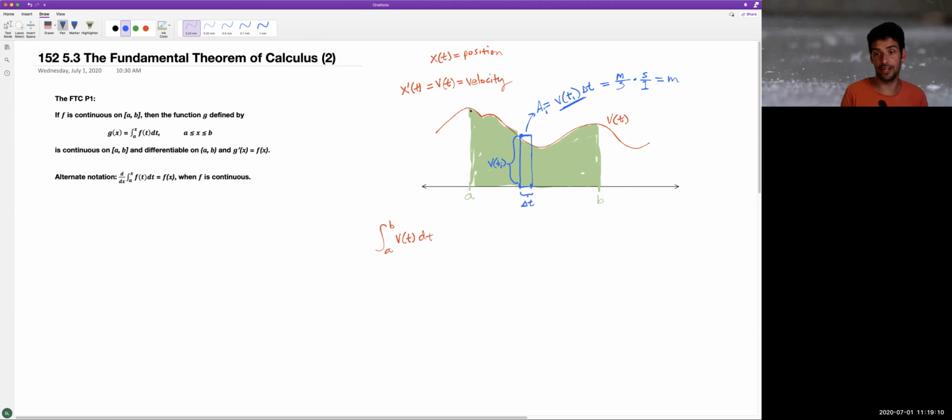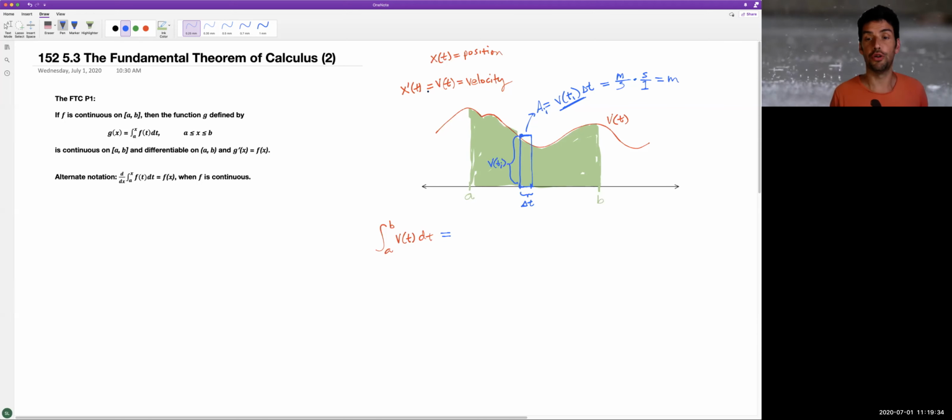So this area, right, this area that we are finding here should give us the distance traveled. Well, let me be more careful: the total displacement during the interval from A to B. Okay, and I'll mention why I had to be careful there in just a moment.